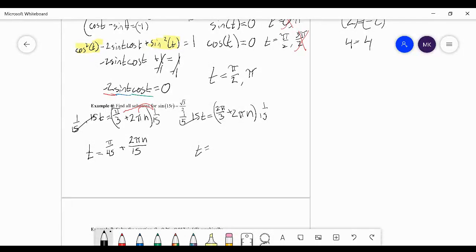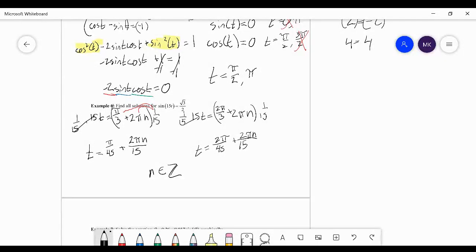And over on this next one, we get 2 pi over 45 plus 2 pi n over 15. And we need to also make our statement that n is an integer. All right.